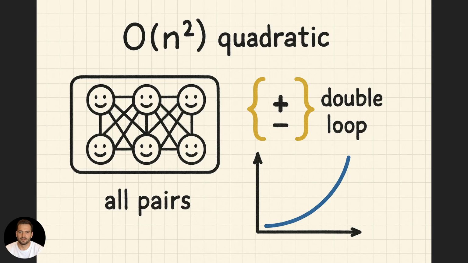5. O of n squared, quadratic time. Think of a room where everyone shakes hands with everyone else. For each person, you compare with every other person. Classic double loop pattern. How to say it: Time O of n squared. 2 nested loops over the same data.